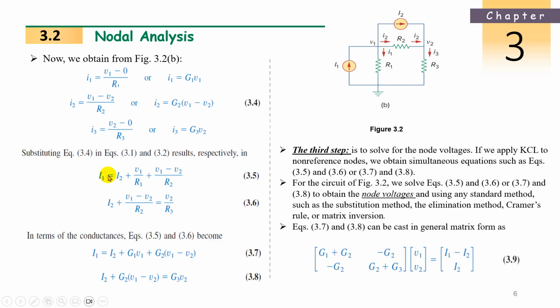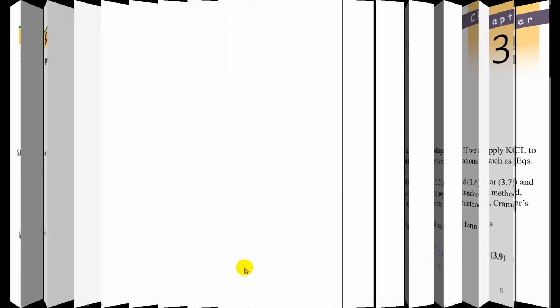How are we arranging? We just rearrange this in terms of V1 and V2. In terms of conductance, it becomes (G1 plus G2) times V1 minus G2 times V2, which is equal to I1 minus I2. Next, another equation is minus G2 times V1 plus (G2 plus G3) times V2 is equal to I2. Like this, we have to arrange. We'll see in the example and understand easily. Any doubts in this? We are going for the problem now. This is only for the steps we are involving.